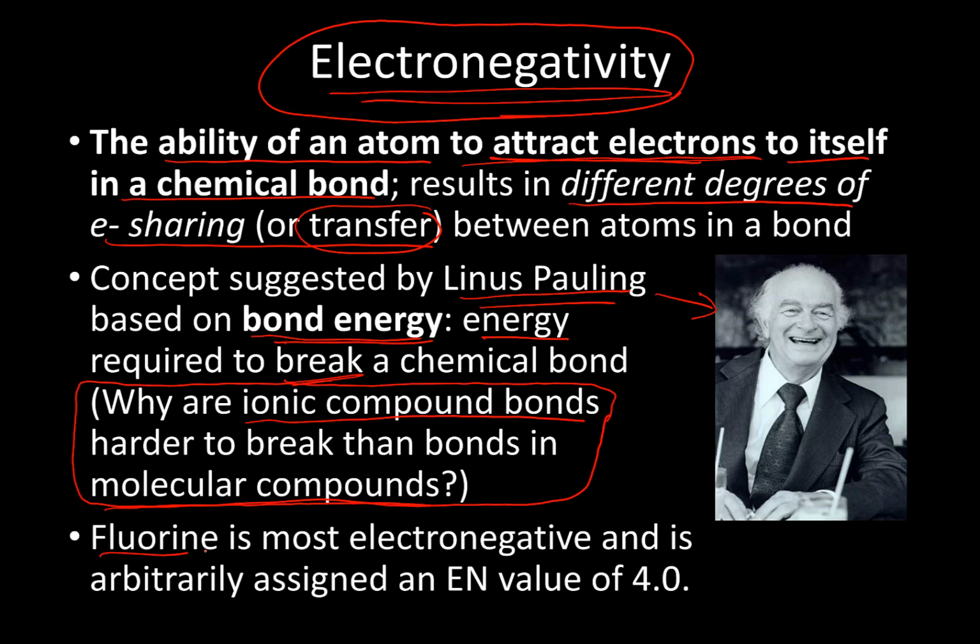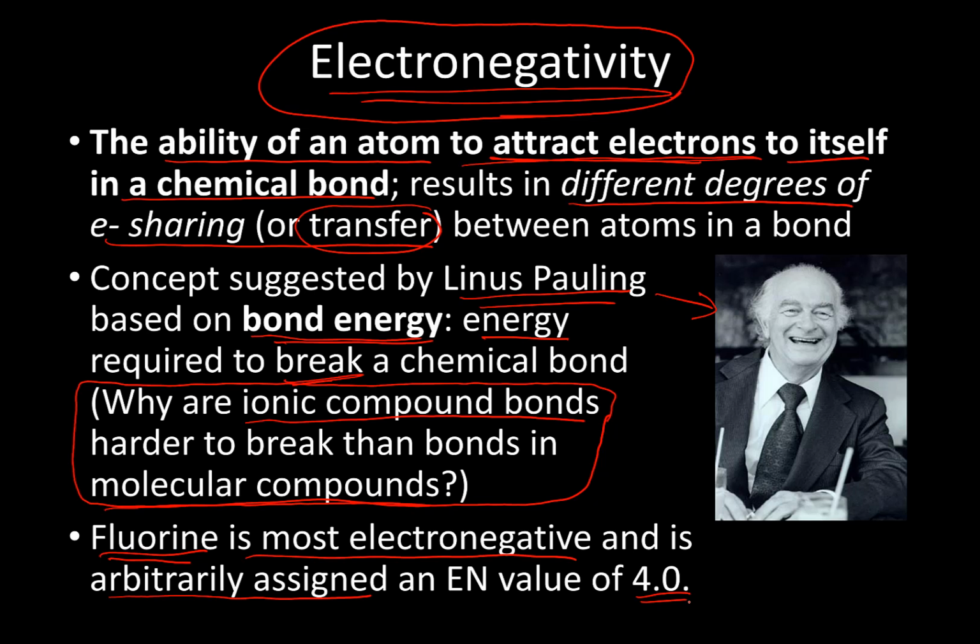So the way things are set up, and I'll show you a periodic table on the next slide, is that fluorine is the most electronegative atom. That's an observation that was made. And it was arbitrarily assigned an electronegativity value of 4. So it's not completely arbitrary.